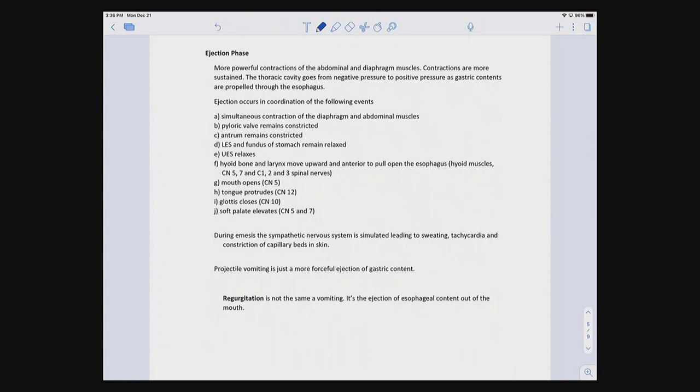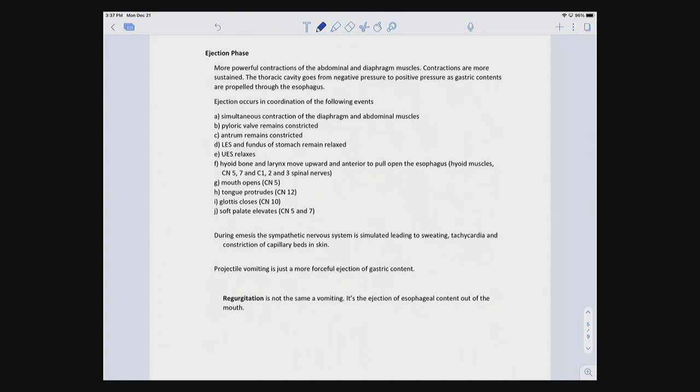These would be even more powerful contractions of the diaphragm and the abdominal muscles. And again, not all emesis events are the same. Sometimes it's more powerful, sometimes it's less powerful. I'll also tell you that the degree of retrograde peristalsis can vary. Sometimes you have a lot of retrograde peristalsis, sometimes you have less. It really depends upon what is causing the nausea and the vomiting to begin with.